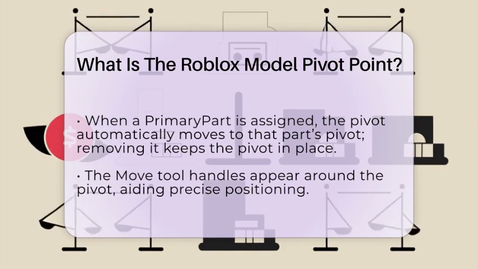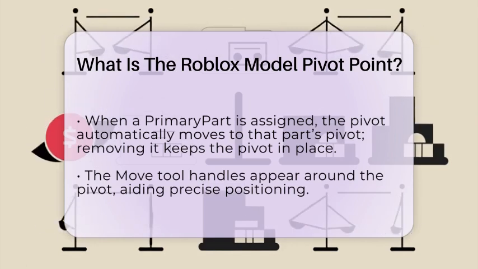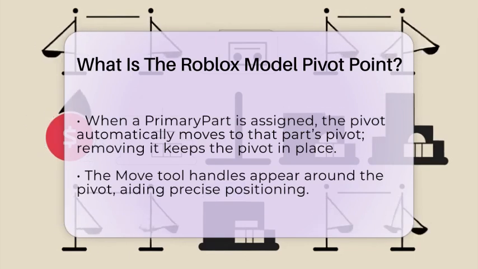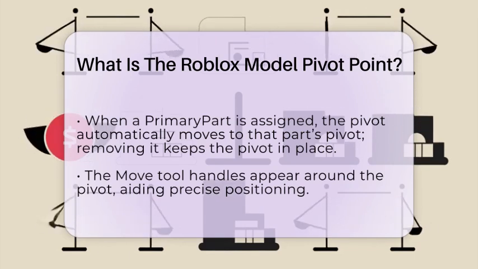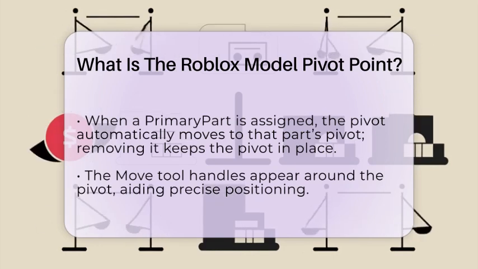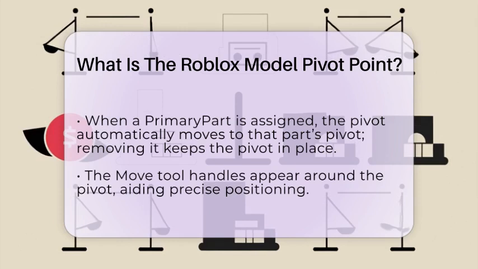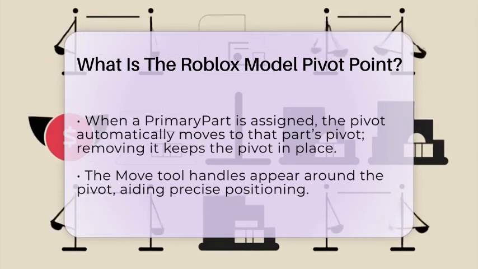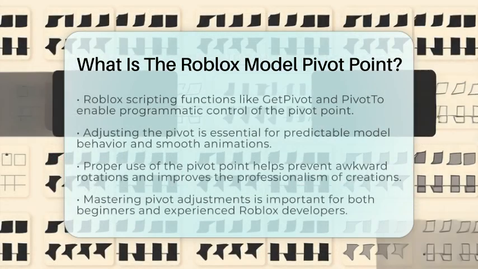In scripting, Roblox provides functions like GetPivot and PivotTo. These let you get or set an object's pivot point programmatically. This is useful for creating animations or moving objects smoothly. By changing the pivot with scripts, you can make sure parts rotate or move exactly how you want them to.